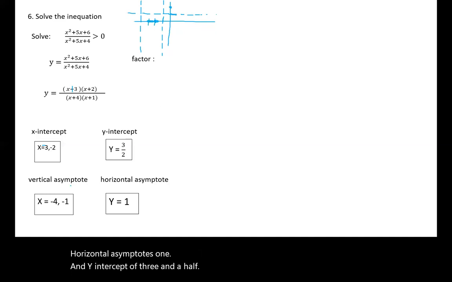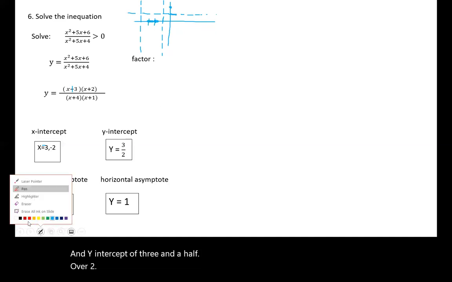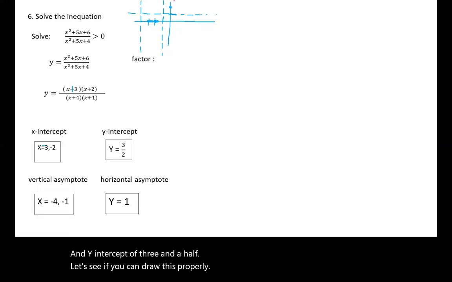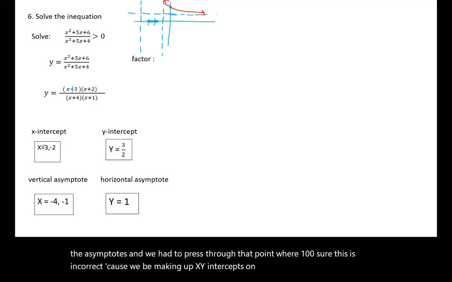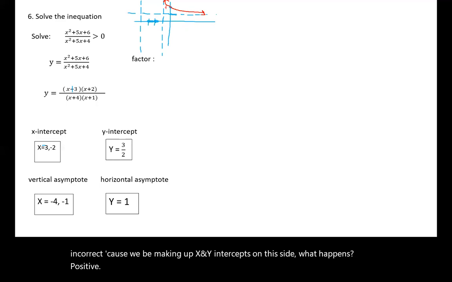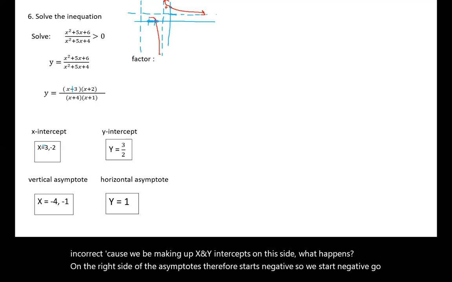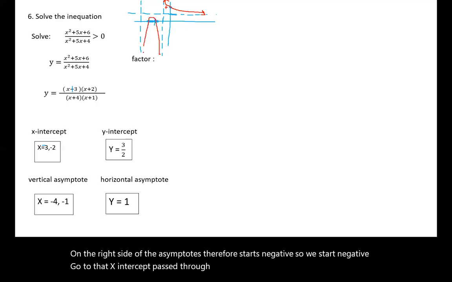Okay, let's see if we can draw this properly. Start with the point that you're 100% sure of. 100% sure that the graph looks like that. How did we know that? We had to approach the asymptotes and we had to press through that point. We're 100% sure this is incorrect because we'd be making up x and y intercepts. On this side, what happens? Positive on the right side of the asymptote, therefore starts negative. So we start negative, go to that x-intercept, pass through the other x-intercept, and come back down.